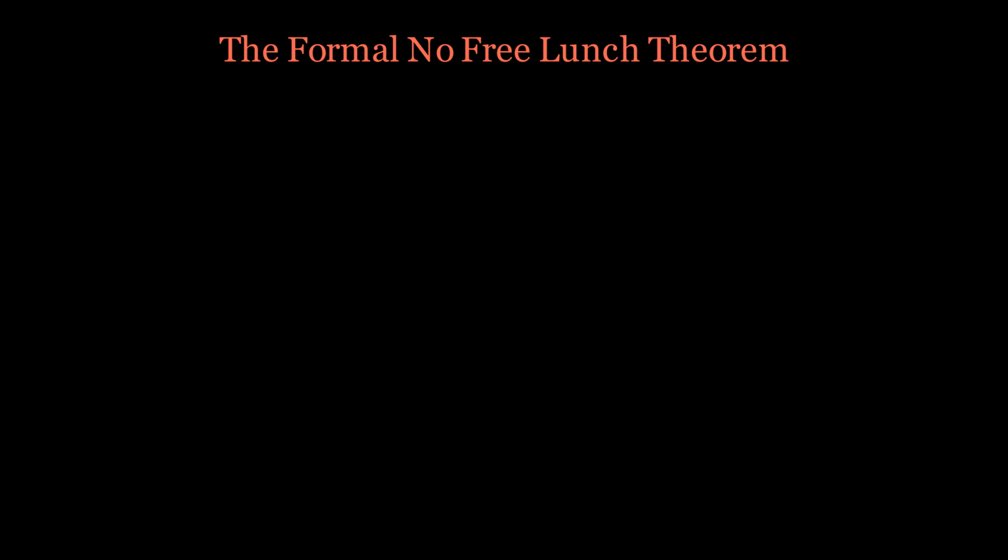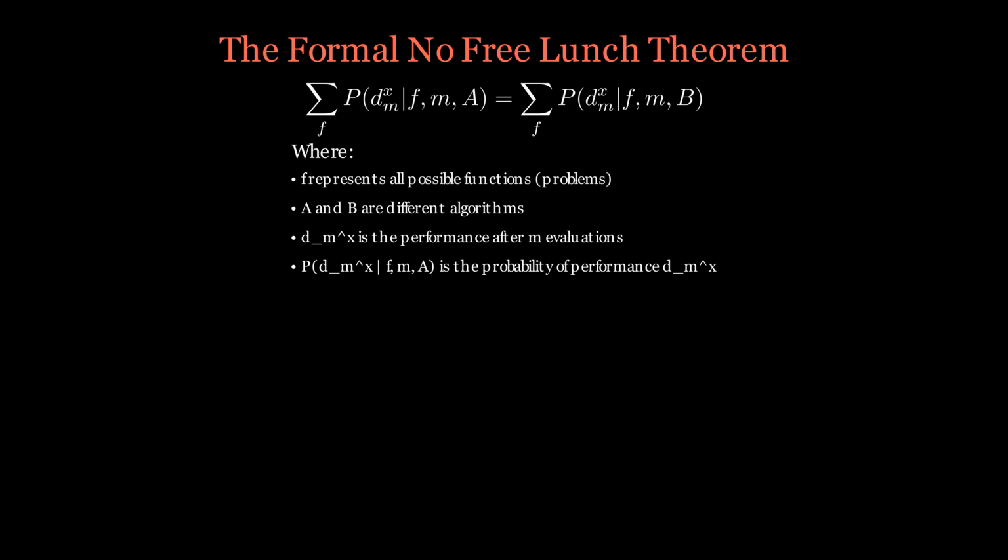Let's examine the formal mathematical statement of the no free lunch theorem. This theorem applies to both optimization and machine learning, providing a rigorous foundation for understanding algorithm performance. The formal statement says that when summed over all possible functions, the probability distribution of performance is identical for any two algorithms. This means that, averaged over all problems, every algorithm performs exactly the same. The key insight is, all possible functions. This includes not just real-world problems, but all mathematical functions.